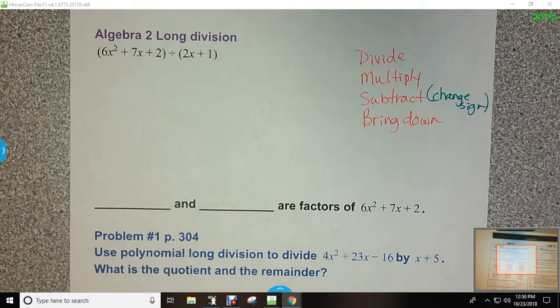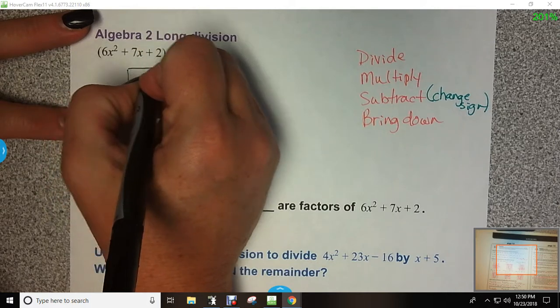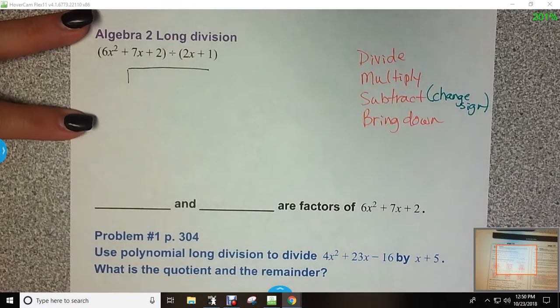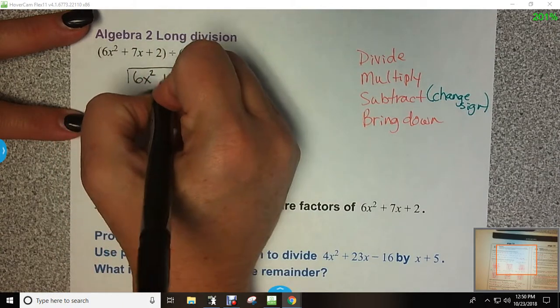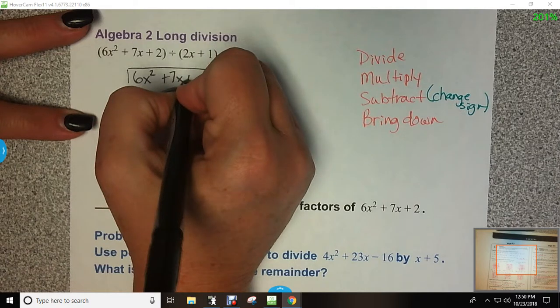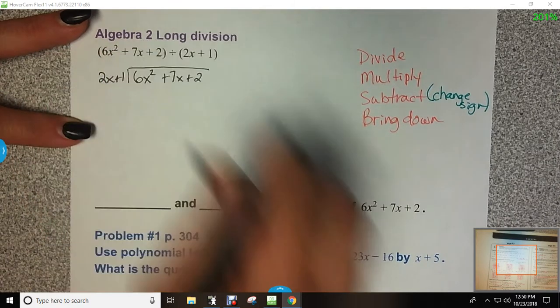Alright, so for this problem, which parenthesis goes inside the house? The first one. 6x squared plus 7x plus 2, and I put the 2x plus 1 out in front.